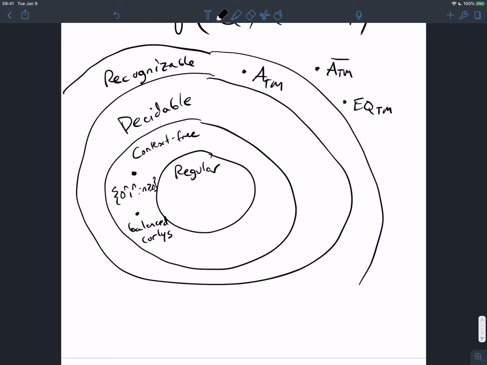I call it curlies. So we found context-free languages that weren't regular. Is there one layer that we haven't found an example of a language in yet? Decidable but not context-free. So in fact, that's one layer that we haven't figured out yet. So let's try to figure out how we would find a language out here.